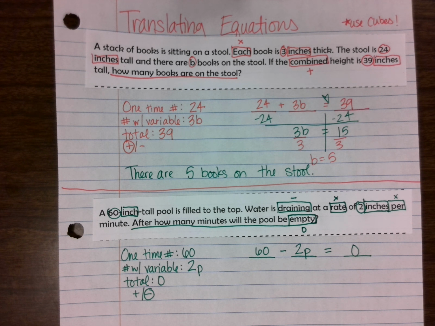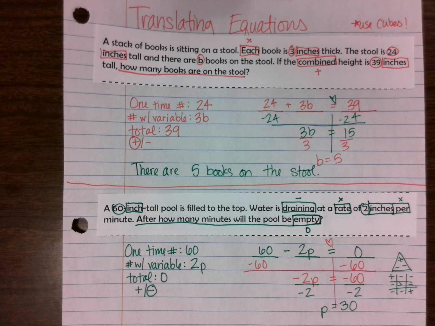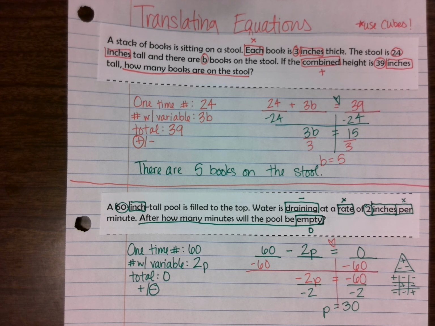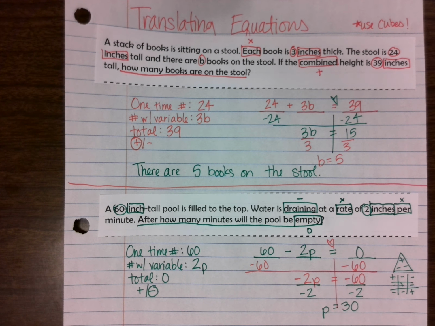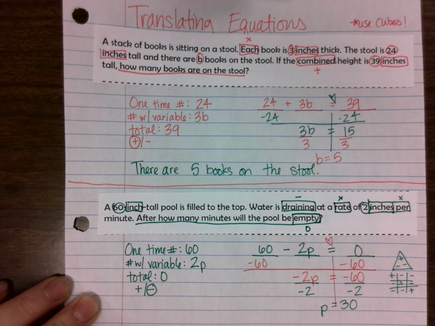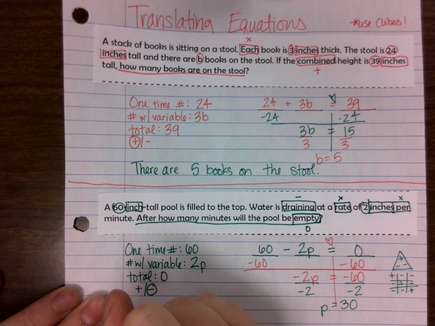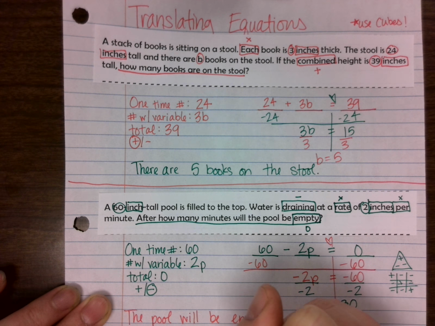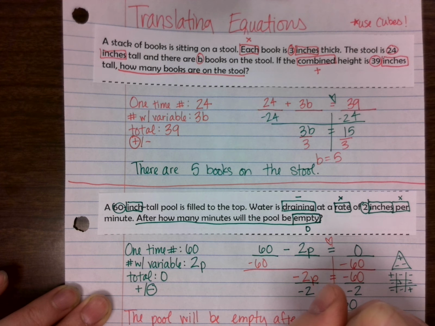Go ahead, pause the video, solve that equation for me. When you solve it out, you should get that p is equal to 30. Don't forget, you've got a negative divided by a negative, so that should give you a positive answer. And that makes sense because the question says, after how many minutes will the pool be empty? We can't have negative minutes. So if that's our answer, how would we write that to answer this question? After how many minutes will the pool be empty? The pool will be empty after 30 minutes.